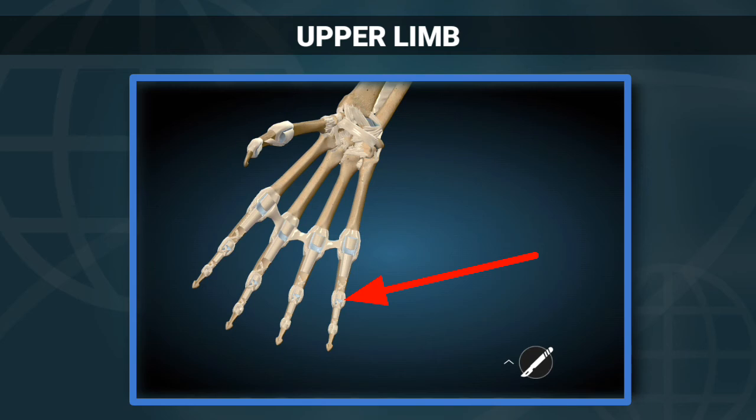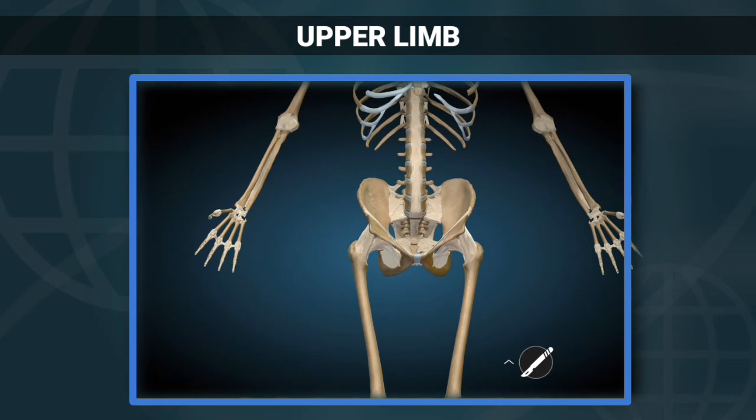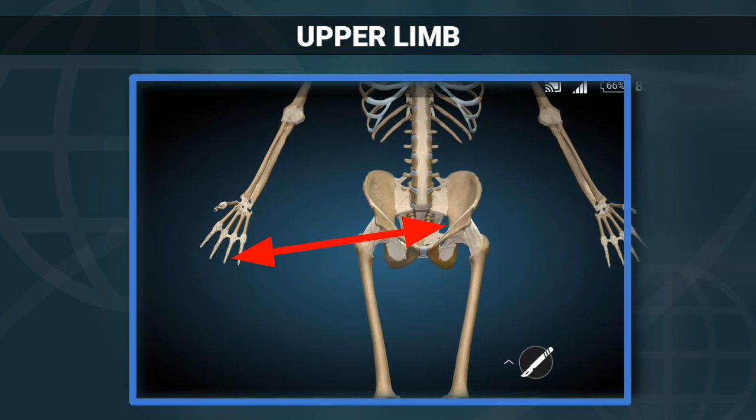So the medial border is along the medial side. This is close to the vertebral column or the median plane of the body.